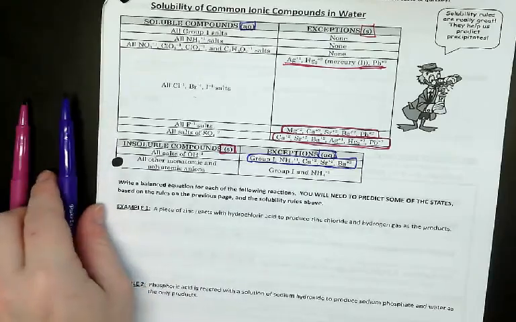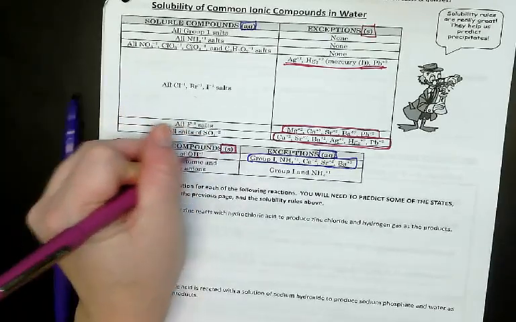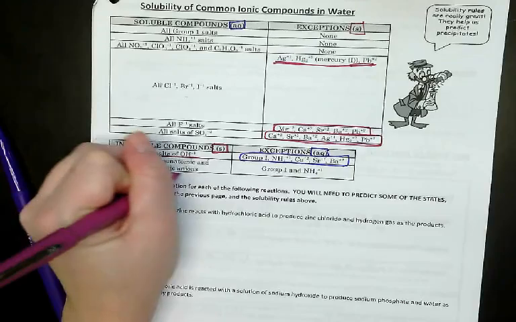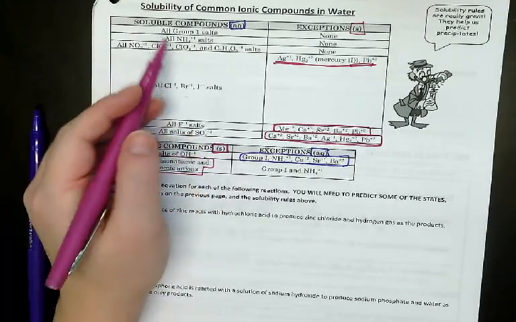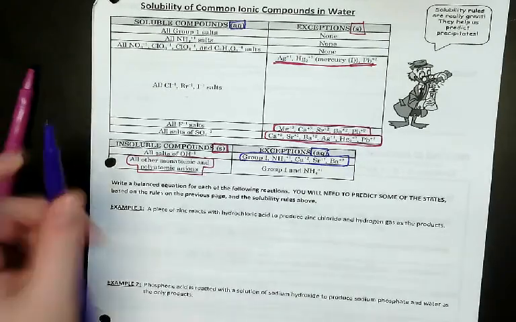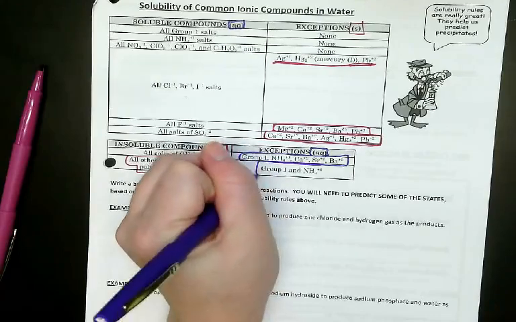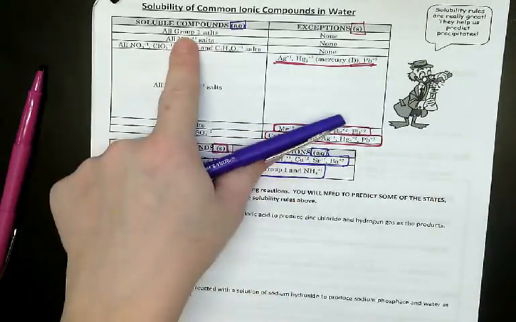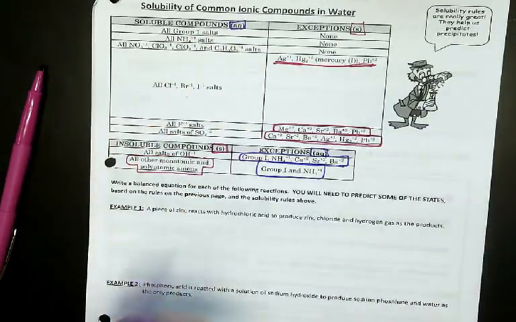If you have like a perchlorate, not perchlorate, sorry, that's the wrong one. Say you have a dichromate. All dichromates are solids, unless bonded with group 1 and ammonium. Because group 1 and ammonium, remember, they don't have any exceptions. Okay. So, let's look at how we can write these equations.